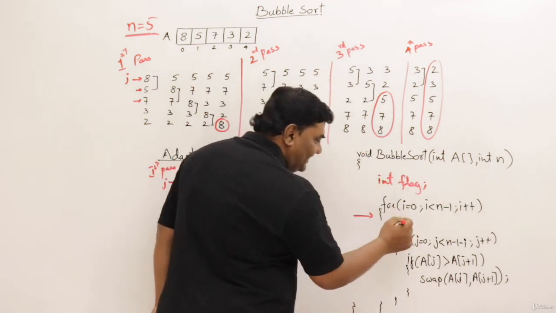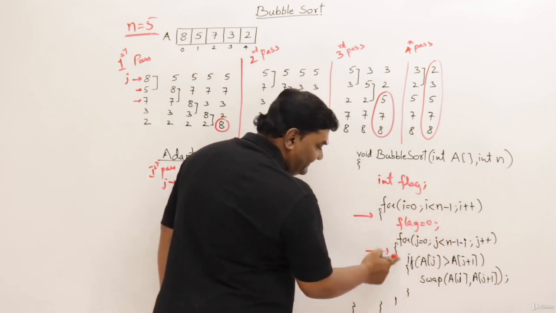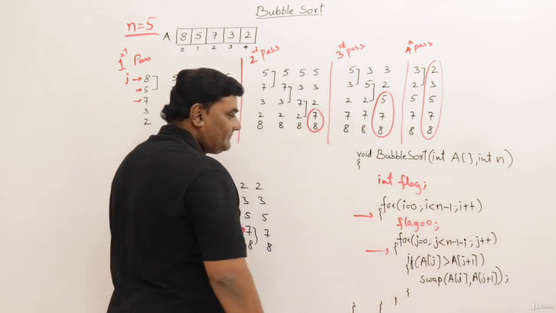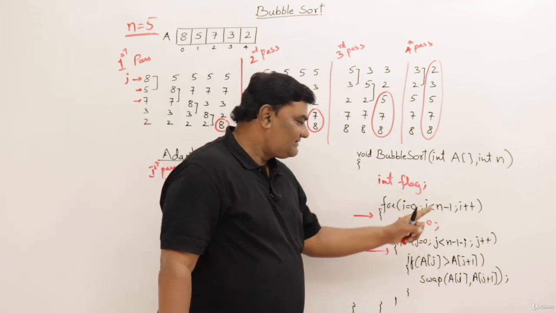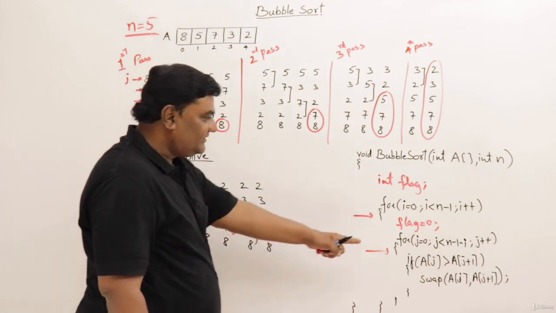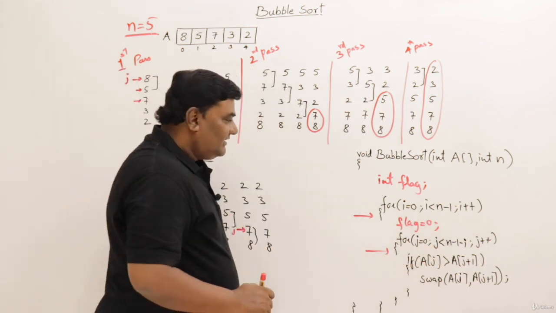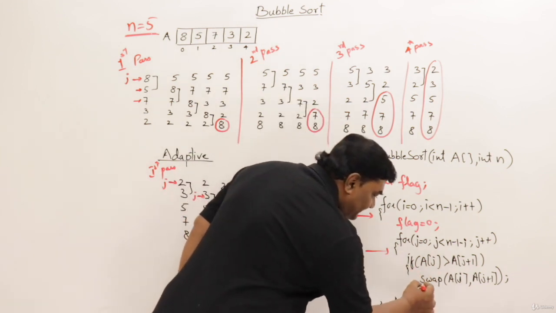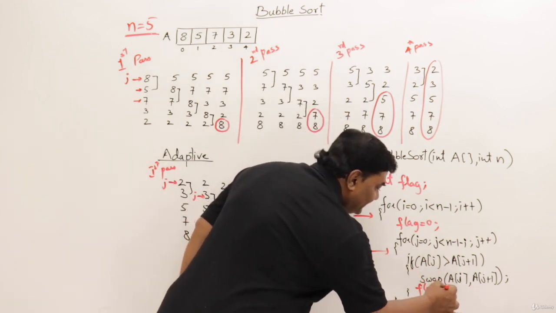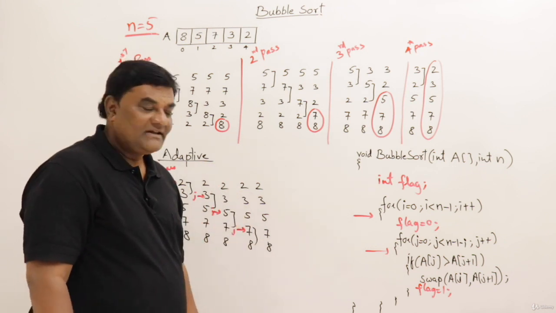This flag variable, I will initialize it to 0 before entering into a pass. This loop is performing pass, right? This is for repeating the passes. This loop is for comparison. See, just now we have done all these. So this is happening in this one. So before starting this, make flag as 0. And if any swap is happening, make flag as 1. Means there is some swapping done.